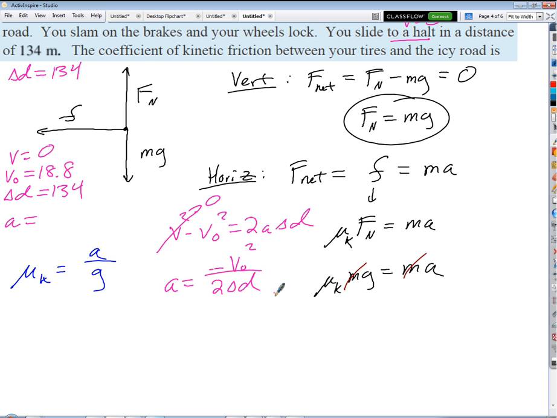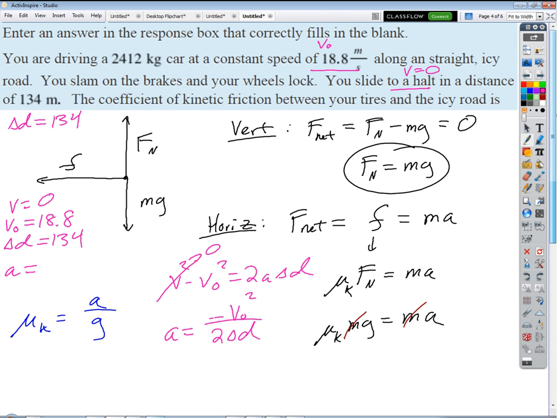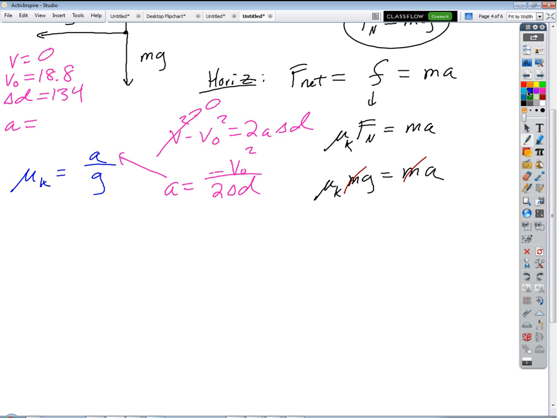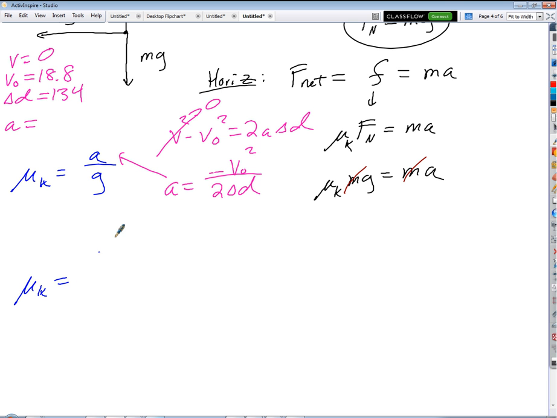Didn't it already give you the coefficient? Wasn't that the whole problem? No, you're trying to find the coefficient. I thought it'd be easier if they did, right? A lot of times they do, but this is one where we actually have to solve for the coefficient. I could either calculate this quantity, or plug that into this equation, either way is fine. So if I just plug it in, I get mu sub k equals negative v naught squared over 2 delta d, all over g.